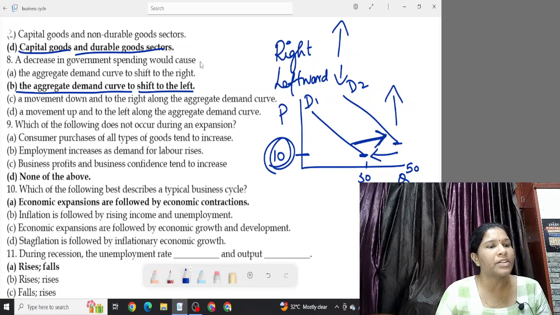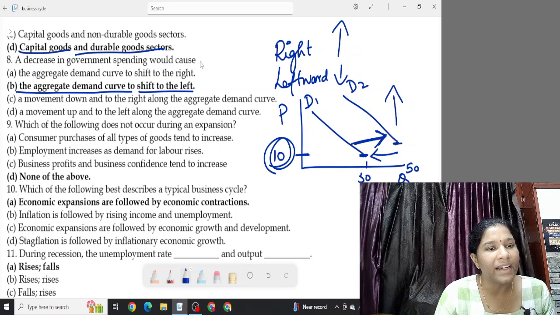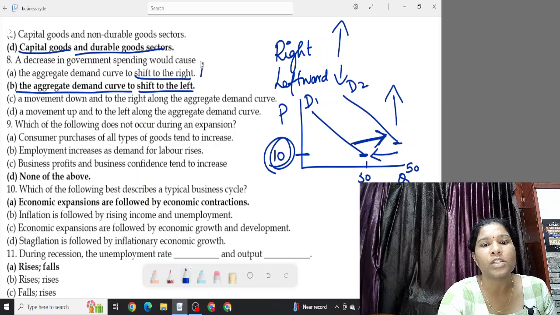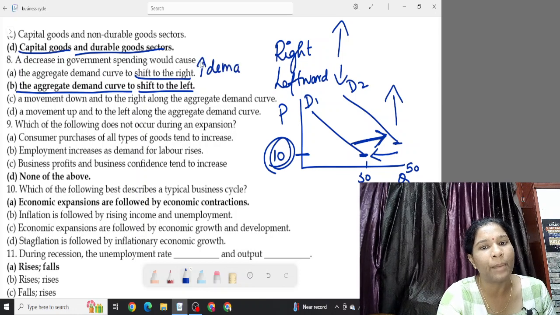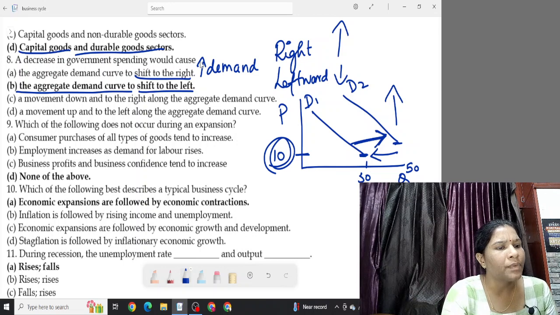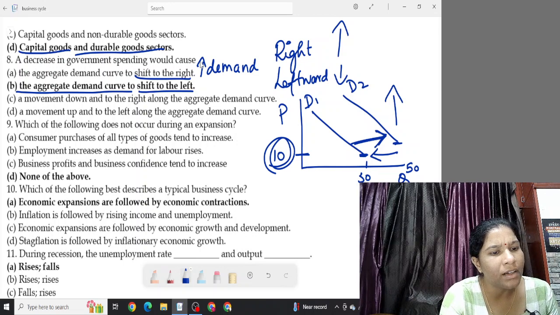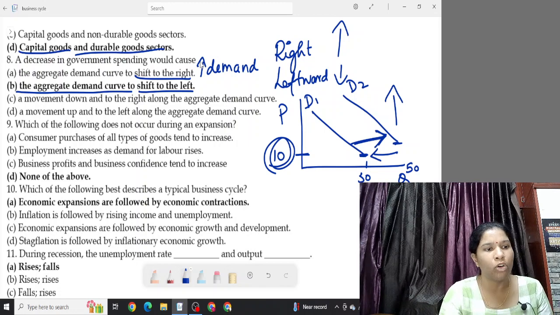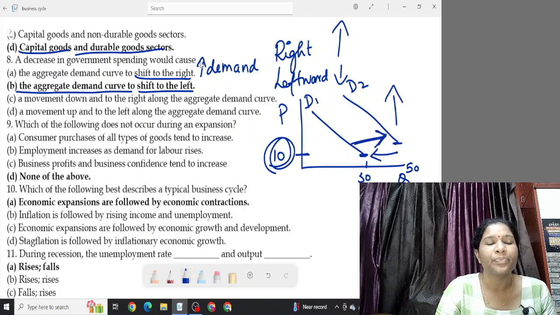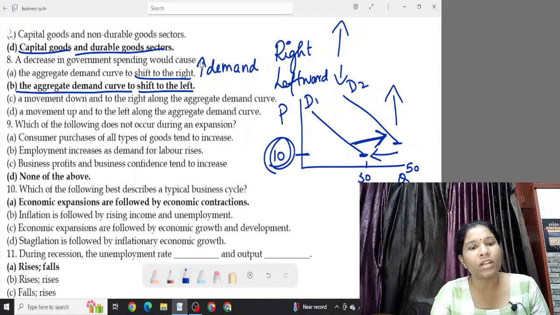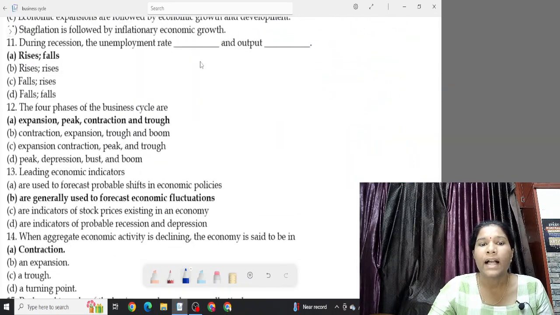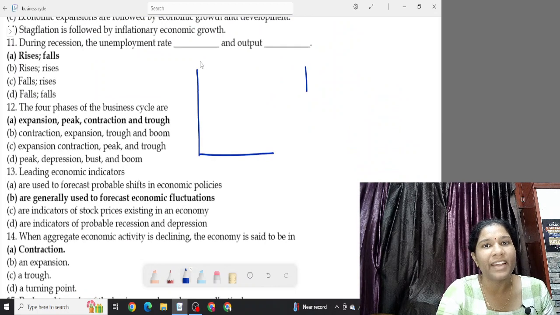So what are all the other points that they've given you? The aggregate demand curve to shift to the right. If it is shifting to the right, it is called what? Increase in demand, and that is not going to happen because government spending is going down. Okay. Third one, a movement down and to the right along the demand curve. This is not going to happen. A movement down and to the right along the demand curve.